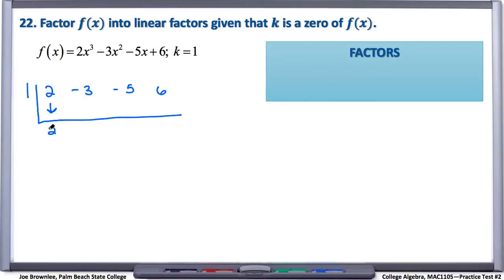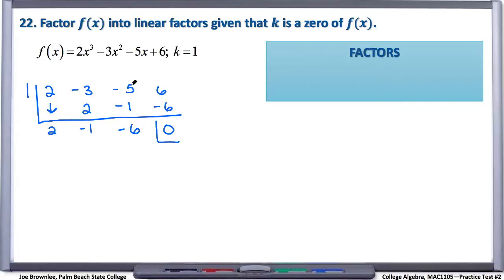And so we have 1 times 2 gives us 2. If we add vertically, we have negative 3 plus 2 is negative 1. Multiply negative 1 times positive 1 gives us negative 1. Again, add vertically, we get negative 6. And 1 times negative 6 is negative 6. And when we add vertically, we get 0. All right, we expected to get a remainder of 0 because we were told that k equals 1. 1 is a 0 of the function.